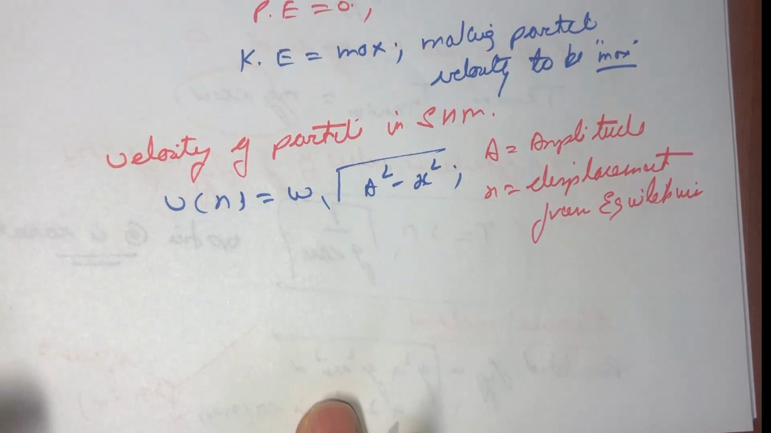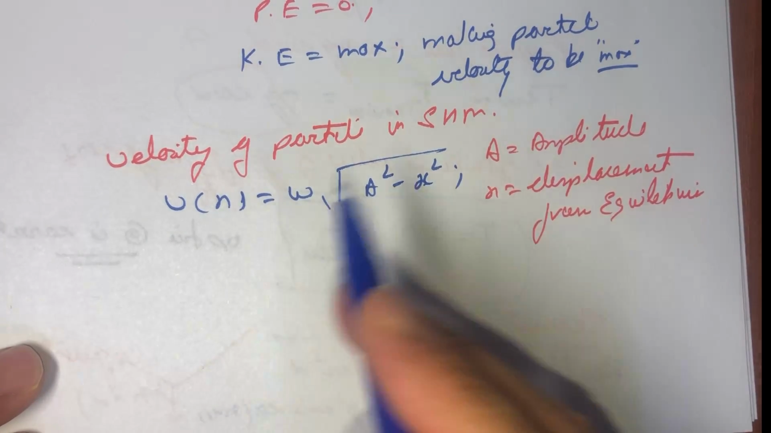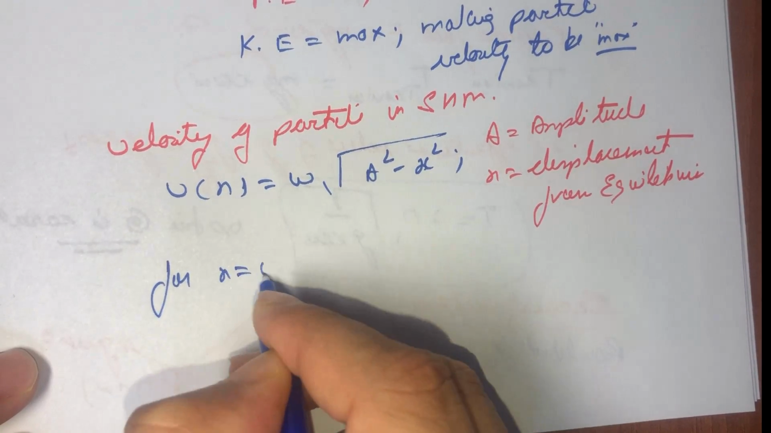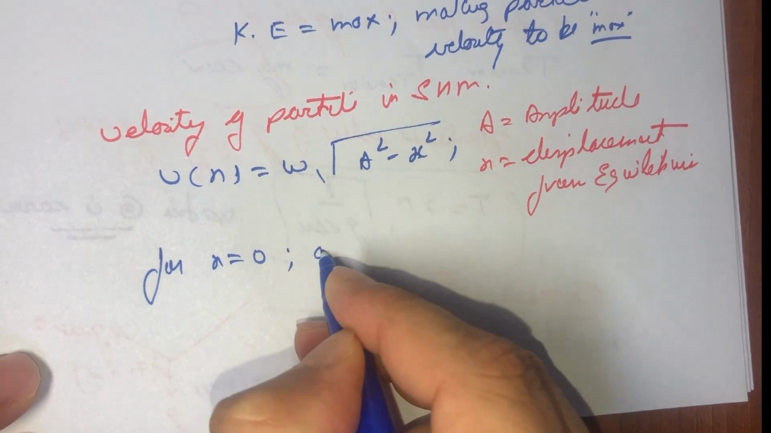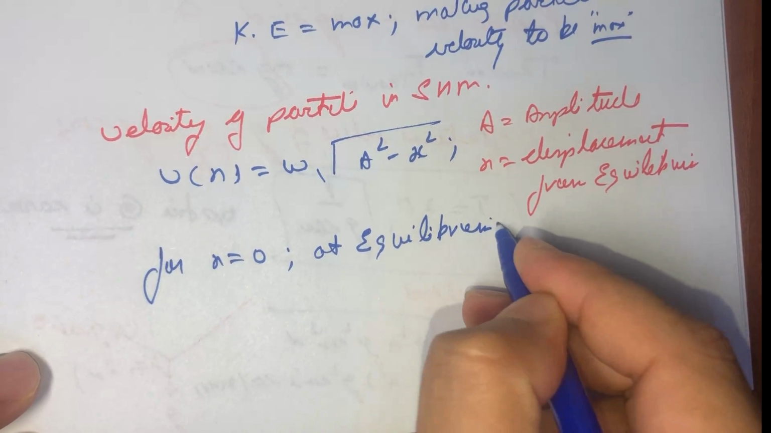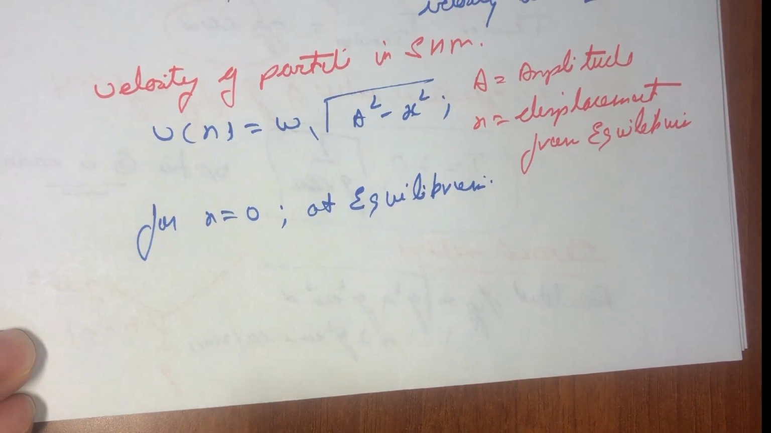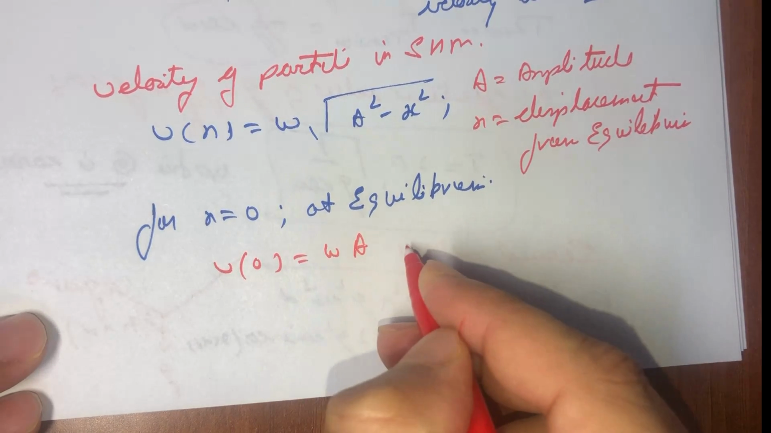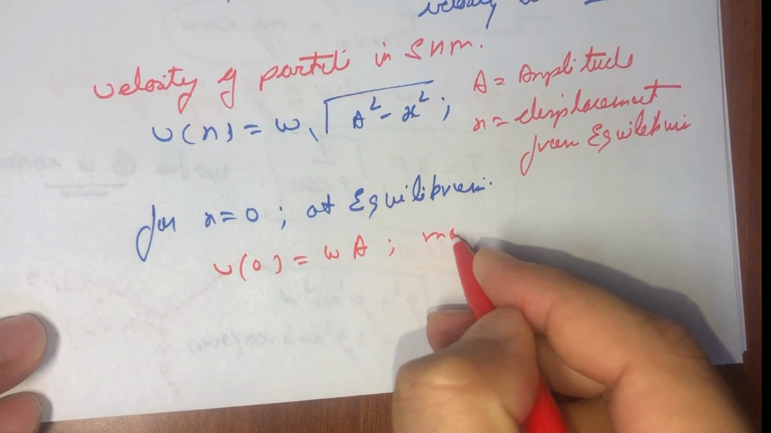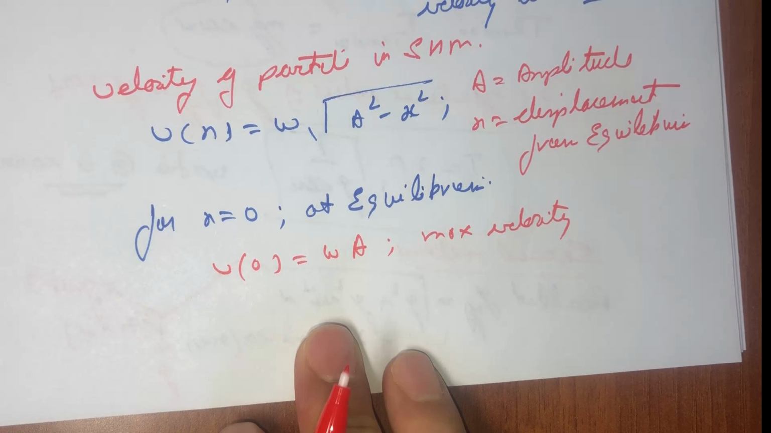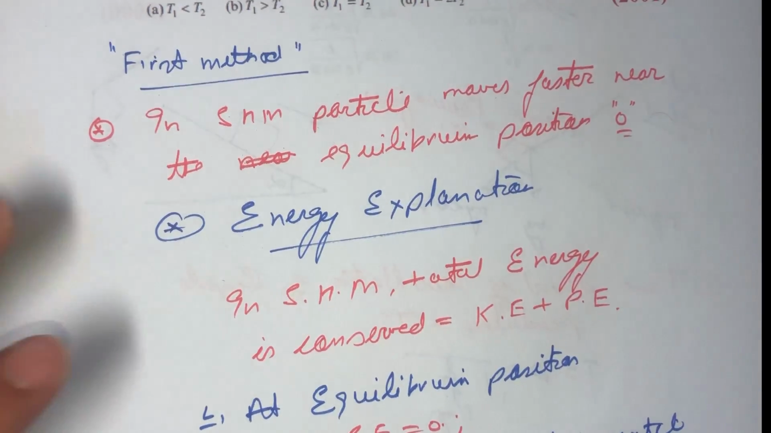So for the equilibrium position we put x equal to 0. At x equal to 0, that means at equilibrium, the velocity v naught will be equal to omega a, and this is our maximum velocity. So at the equilibrium, the mean position, the velocity is maximum.